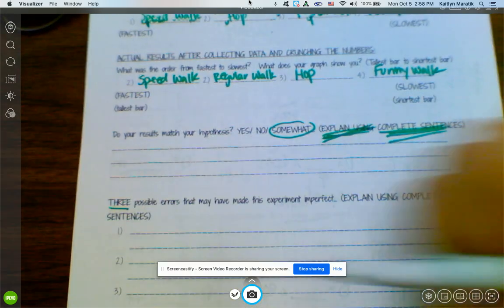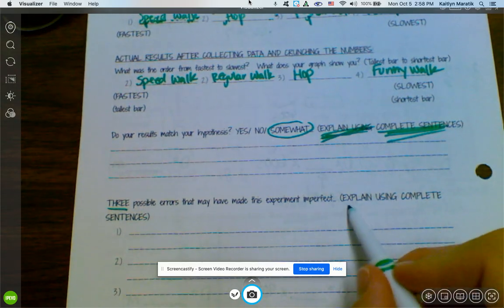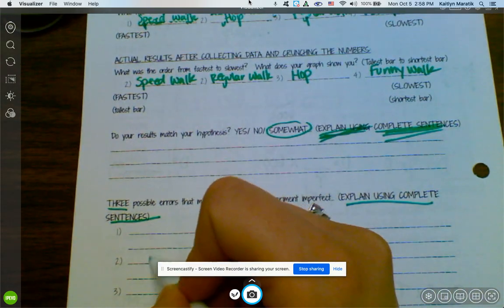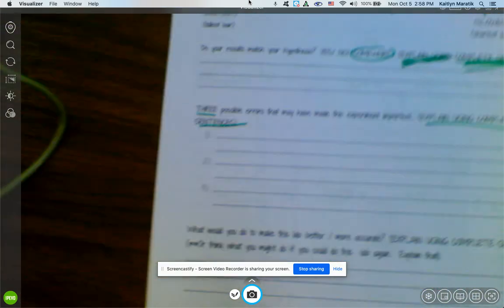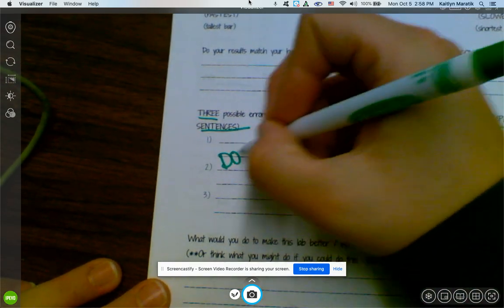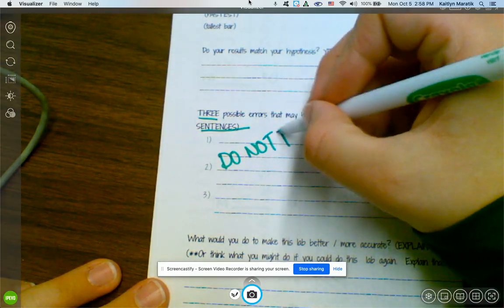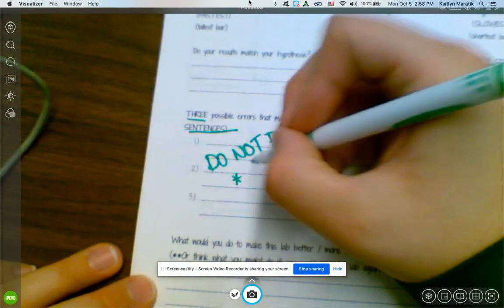What are 3 possible errors? Explain using complete sentences. Again, there's multiple lines there. Please do not put everything was good.